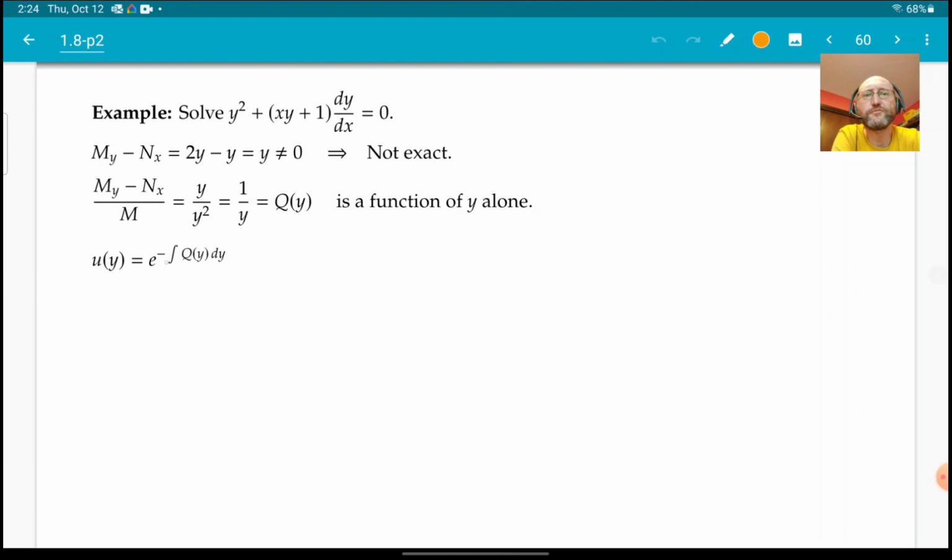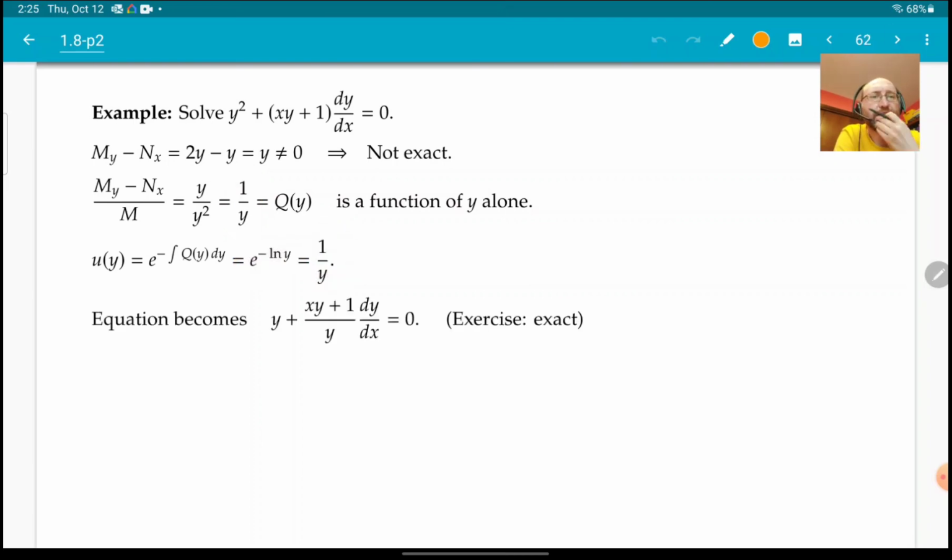So, okay, we write down the expression, we solve that linear equation for u. That's what it is. Well, you integrate 1 over y, that's log of y, you plug that in here, and you get e to the minus ln of y. The minus can go inside, so it's e to the ln of 1 over y, so it's 1 over y. So the equation, when I multiply by 1 over y, becomes this thing. And now this is exact. You should check that it is exact.